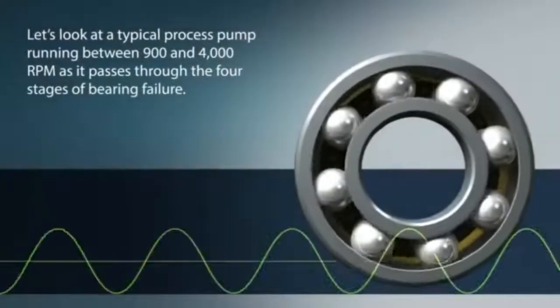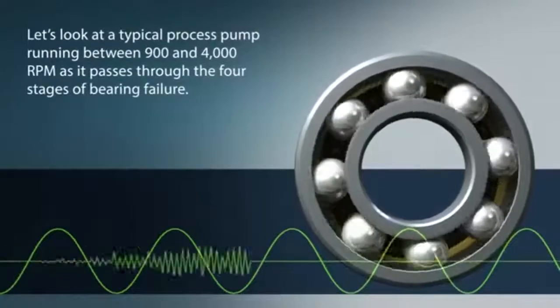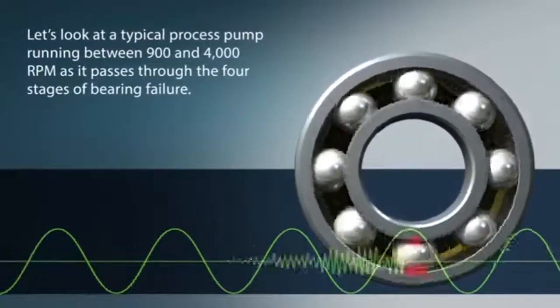Let's look at a typical process pump running between 900 and 4,000 RPM as it passes through the 4 stages of bearing failure.